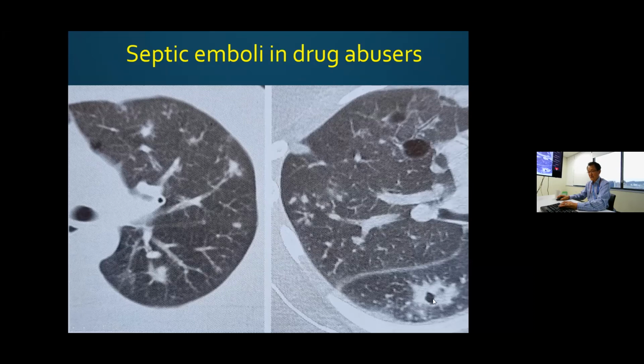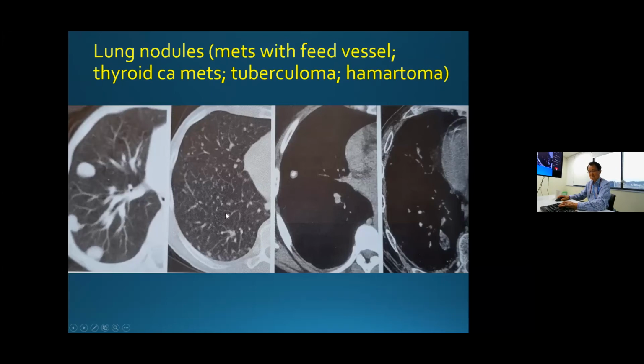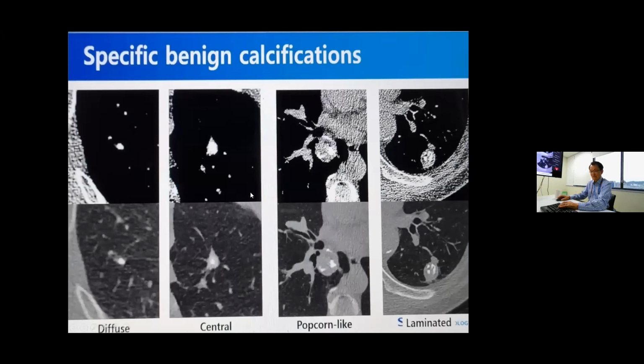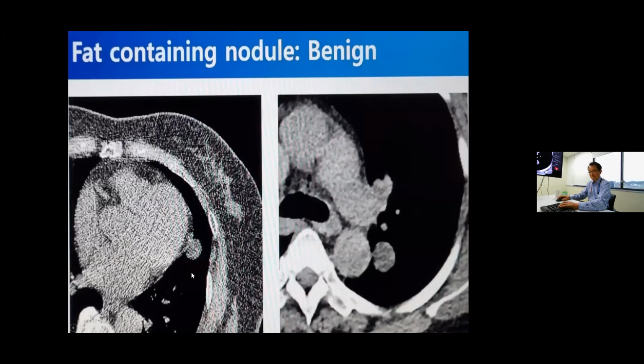together with inflammation. Lung nodules are a clinical problem. Multiple nodules are easy to call metastasis. To separate benign from malignant, basically malignant nodules show more irregular shape, spiculation, and bigger growing. But calcification is more benign, with various shapes. Benign causes include granulomatous disease or calcified lesions. Fat-containing nodules are benign.